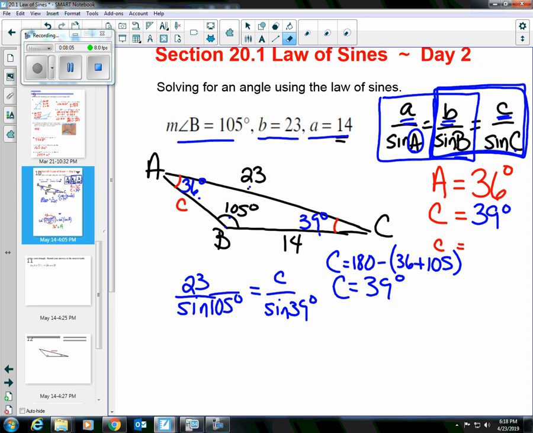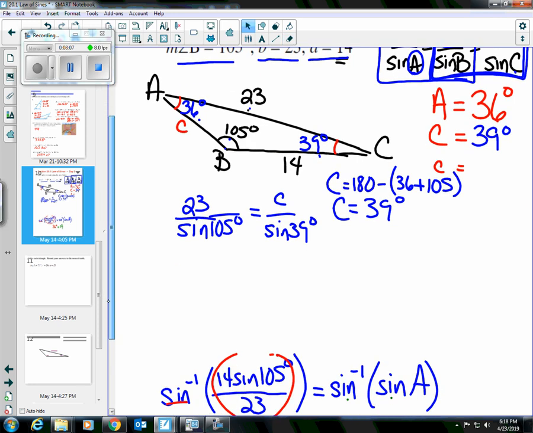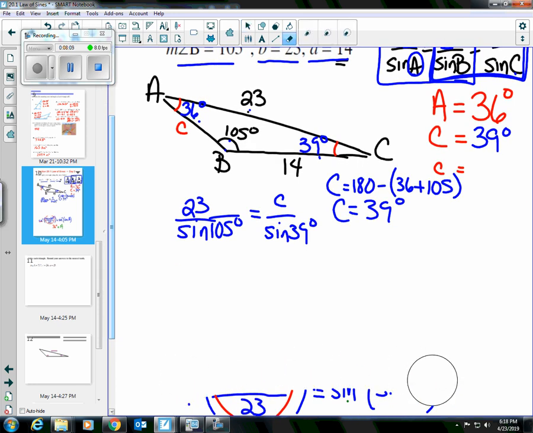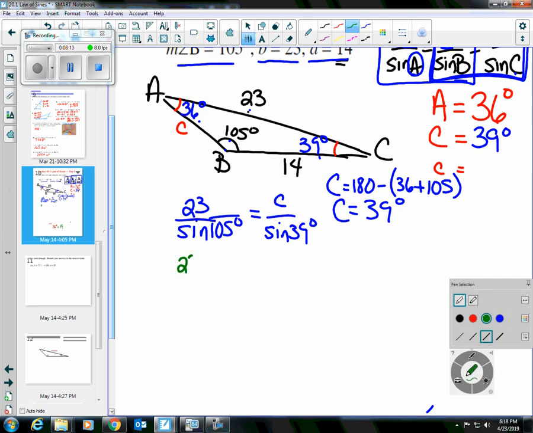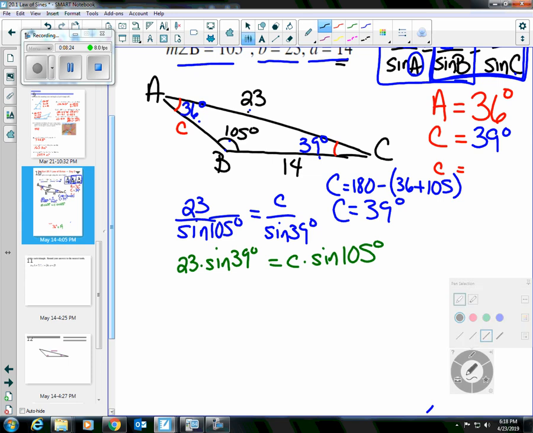So how do we solve a proportion again? Well, we're going to cross multiply and divide just like we did before. But this time it's going to be just like what we did yesterday. So we have 23 times the sine of 39 degrees equals little c times the sine of 105 degrees. Now in this case, to get the c by itself, I need to undo what's been multiplied with it. So I'm going to divide both sides by the sine of 105.